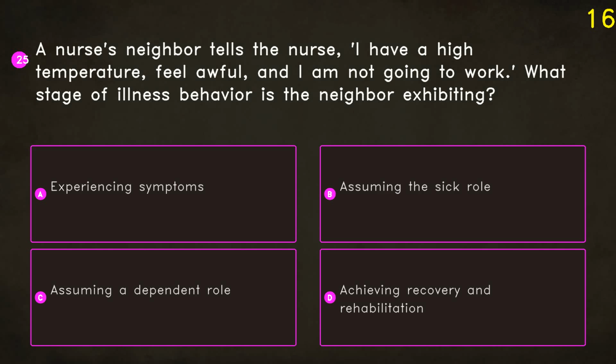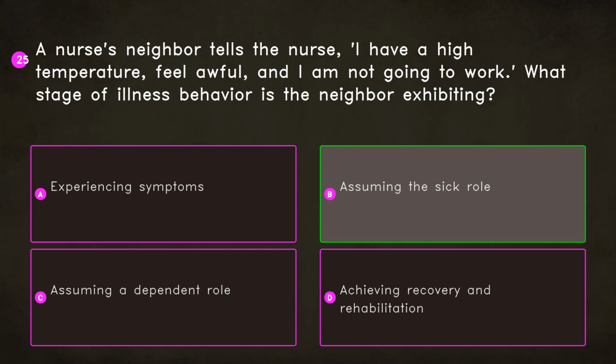Question 25. A nurse's neighbor tells the nurse, "I have a high temperature, feel awful, and I am not going to work." What stage of illness behavior is the neighbor exhibiting? A. Experiencing symptoms. B. Assuming the sick role. C. Assuming a dependent role. D. Achieving recovery and rehabilitation. The correct answer is assuming the sick role.